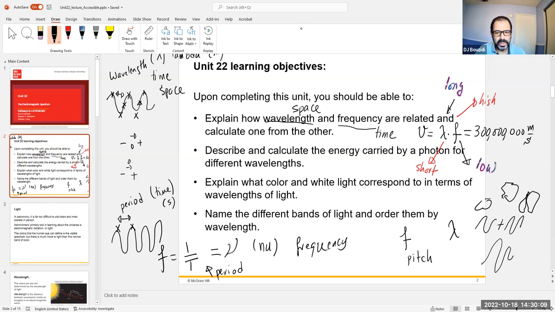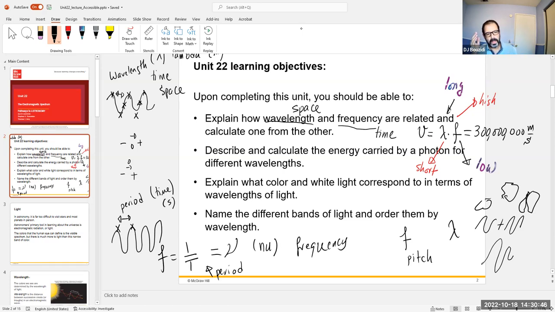So again, explain what color and white light correspond to in terms of wavelengths of light. I just mentioned that white color is just a combination of a bunch of other colors. Here is the terminology used. A specific color is called monochromatic light. Mono means single, chromatic means color: single color light. It doesn't matter if it's blue, green, or yellow, and there are different versions, for example, of green. So not all greens are the same. Each and every version of green has a different wavelength.